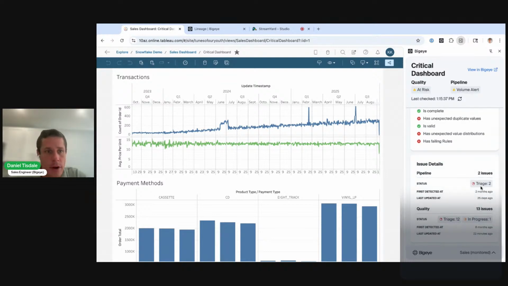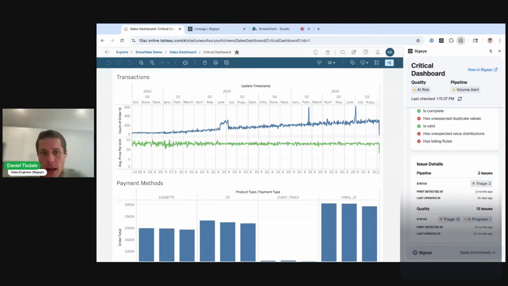And then down here at the very bottom under issue details, this is where I can see the breakdown of those 15 issues that Bigeye has proactively detected. Those are broken down into pipeline and quality, and these are both clickable links that I could go into Bigeye to further investigate.